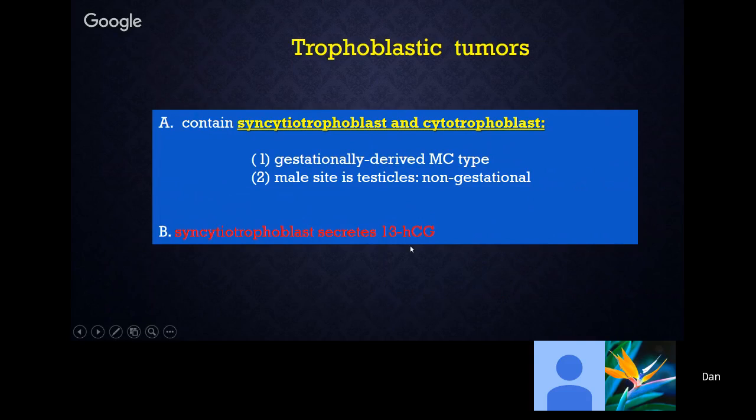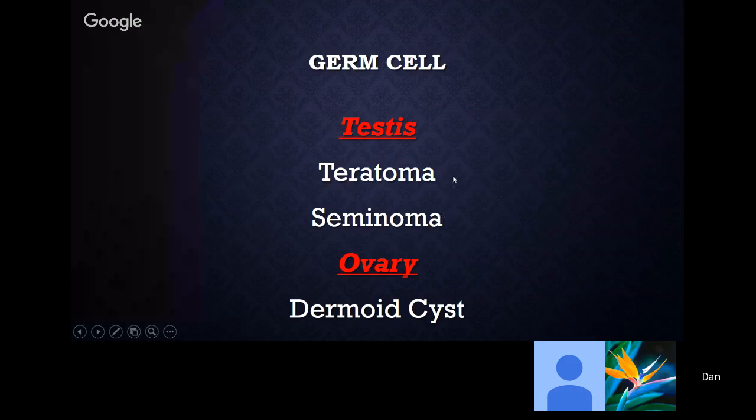So the germ cell, think about the testes, think about the ovaries, but in the testes, this is where you're going to have the teratomas. You can have teratomas as well in ovaries, but in ovaries, you're going to call them dermoid cysts. And the most frequent, most common tumor of the testes will be seminomas.